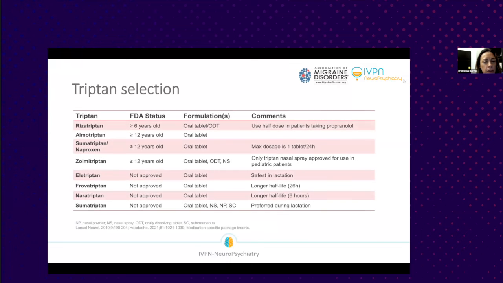The next slide is really just a more comprehensive list of Triptans that we do sometimes use, again, off-label. The benefit of Frovatriptan and Naratriptan is that they do have longer half-lives. So in instances where adolescents may have menstrual-related migraines or migraines that tend to persist for days, those may be more beneficial to try. Again, that's up to the discretion of the provider and disclosure to the family. Next slide.